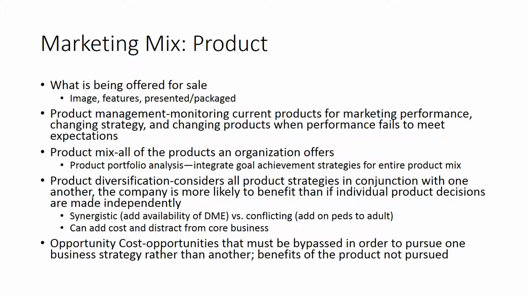Synergistic, maybe you're going to continue to offer the same physical therapy products you've always offered, but you're now going to add availability of DME. It's not going to take anything away from your current core business. Versus conflicting, maybe with product diversification, as I said, you've been maybe a long-time provider of adult physical therapy services, but now you want to add on pediatrics. Well, that could potentially, because you're diversifying into a whole new realm where you do need that new skill set, you're going to maybe need different equipment, different facilities, that can actually add cost and distract from core business. So when you look at product diversification, it can add on to current business, or it could potentially cause a little bit of distraction as you're diversifying.